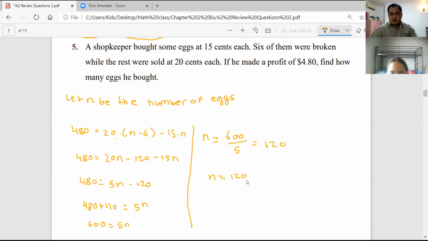You should always, after you solve the question, read the question again, because the question may be different. What is it? A shopkeeper bought some eggs at 50 cents each. 6 of them were broken while the rest were sold at 20 cents each. If he made a profit of... no, only the last question: we're supposed to find how many eggs he bought. That was n, right? So that's our answer. Then: the shopkeeper bought 120 eggs.